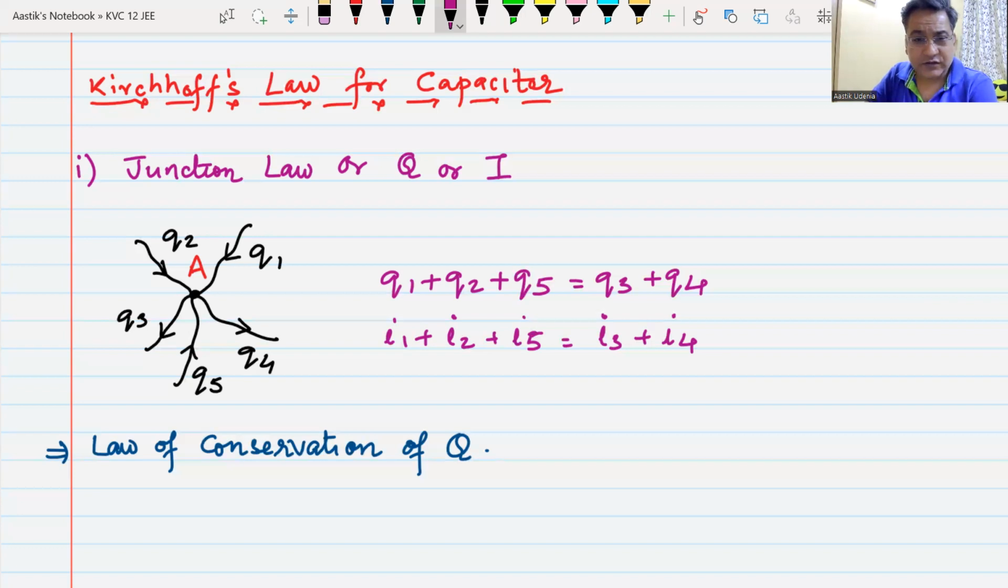I'll give you 1 minute to note this down. The first one is known as the junction law, charge law, or current law. What is the second one known as? Loop law. The second one is known as loop law because it is applied in a loop, or you can call it the voltage law.